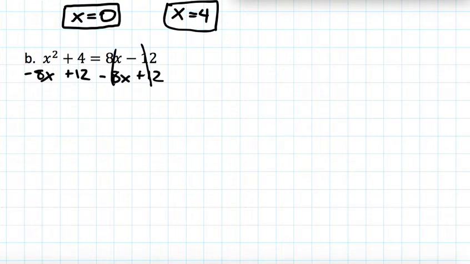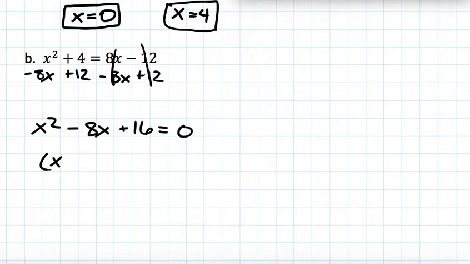Now, what I'm going to do with this is I'm going to combine like terms. I'm going to have x squared minus 8x, and then the 4 and 12 add together to be plus 16. And the right side is going to be 0. Now I want to factor this. 2 numbers that multiply to 16 and add to -8 are going to be minus 4 and minus 4. Now, what I have here is the same set of parentheses. x minus 4, x minus 4.